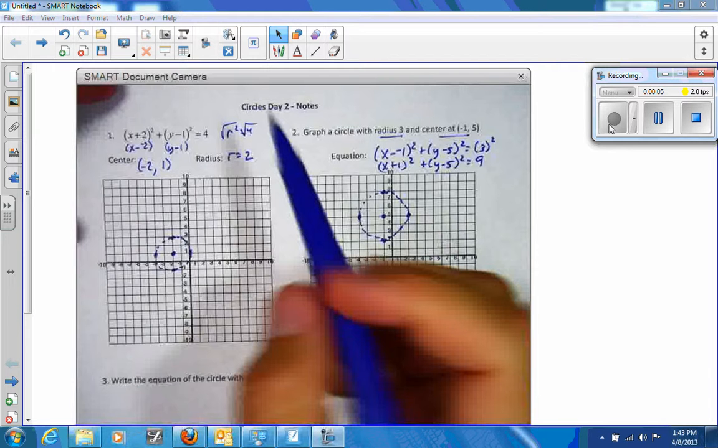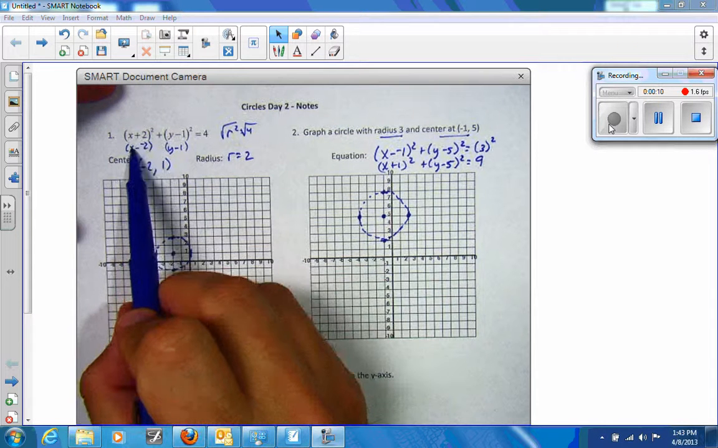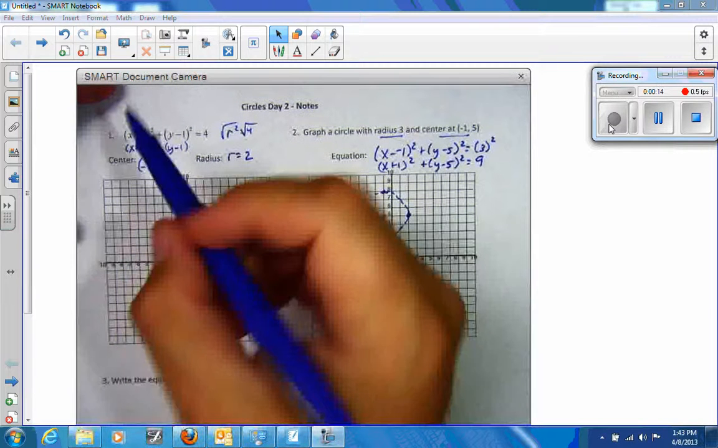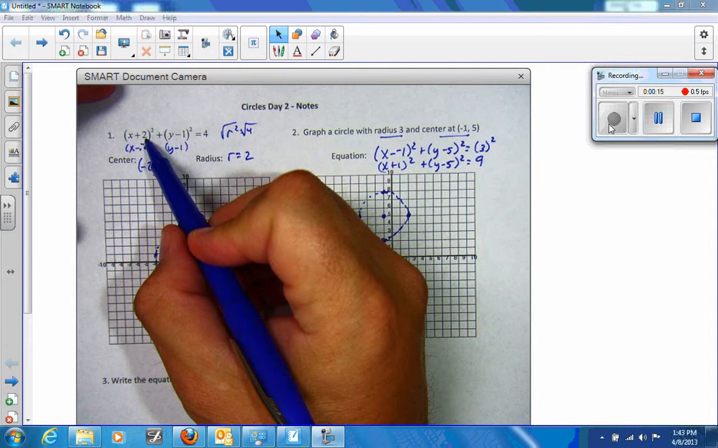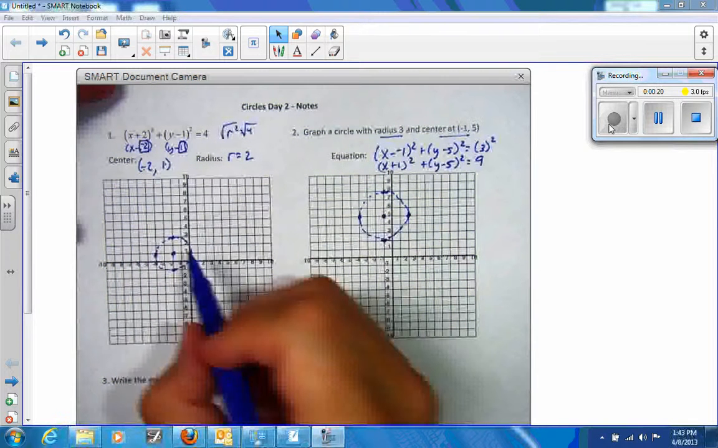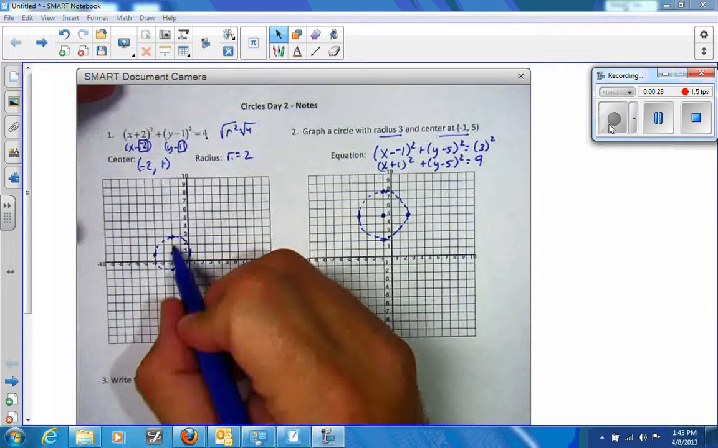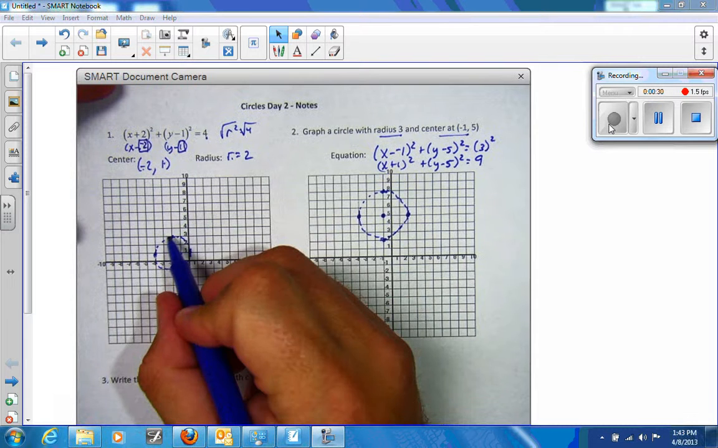Remember, when you're trying to graph a circle, you take x minus a negative 2, and of course this is y minus 1, so therefore you take the opposite. So you take that negative 2, you take the 1, and that becomes your center. Negative 2, 1, plot it. The r squared is 4, so you take the square root of both sides, you get r is equal to 2, therefore your radius is 2. All right, and then you just connect the dots.